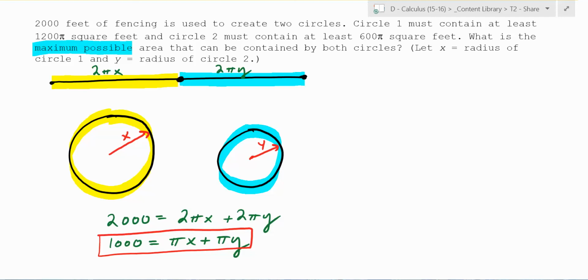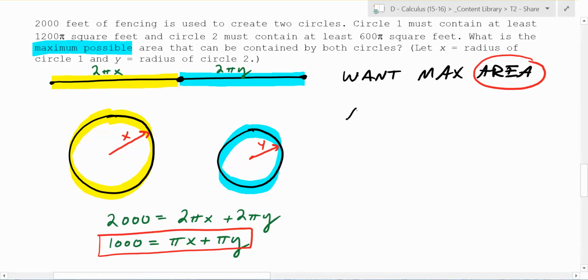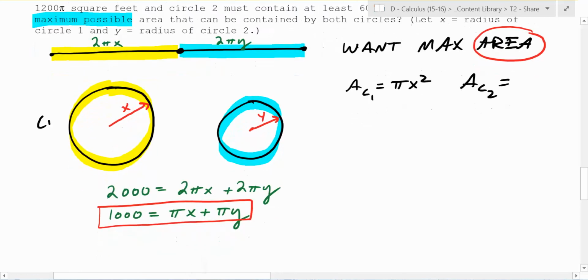So if we're trying to maximize area, we need to write the equation for what? Want, max, area. So we need to write an equation for what? Yes, area. What's the area of circle 1? Pi x squared. What's the area of circle 2? Pi y squared. So if we want the combined area, what do you do with the two numbers? Add them together. So the area we're looking for is this right here.